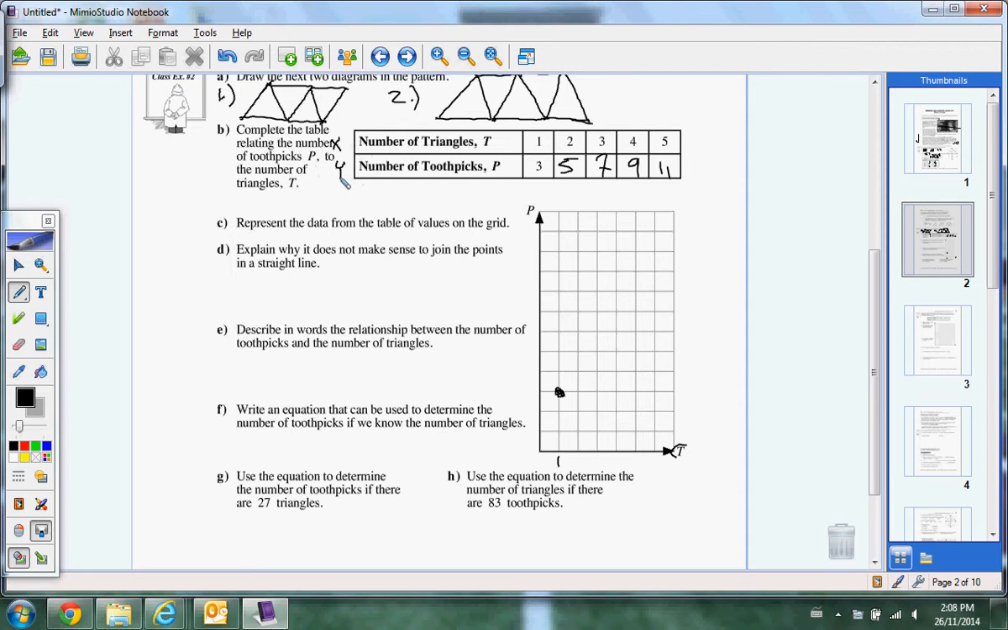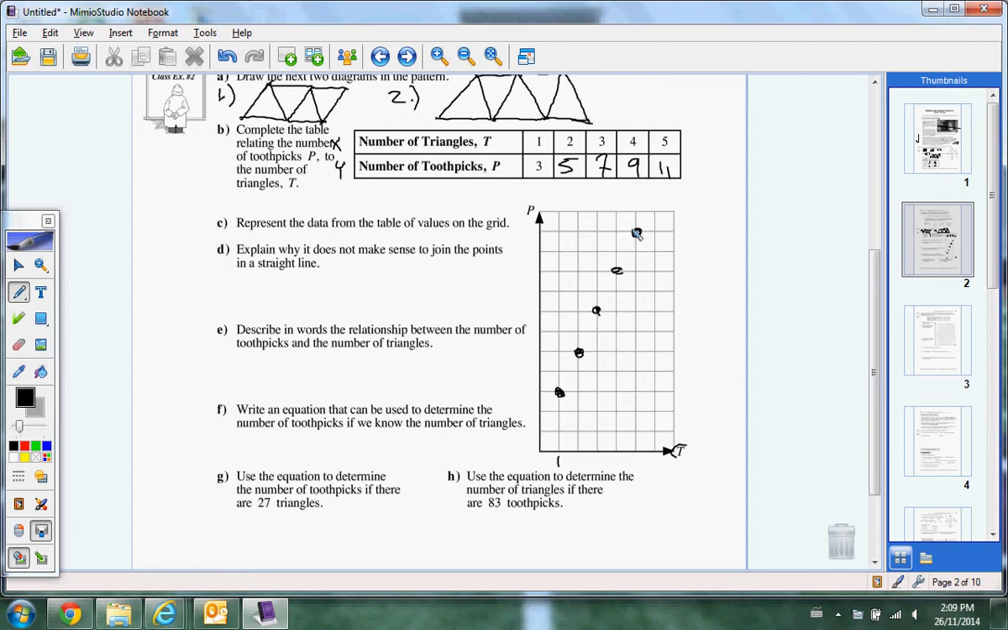2, 5. 1, 2, 3, 4, 5. Okay. And it's going to be there for 3, 7. It's going to be there for 4, 9. And it's going to be there for 5, 11. So there is our data represented on a grid. Explain why it does not make sense to join the points in a straight line. So in this example, why does it not make sense to join them in a straight line?